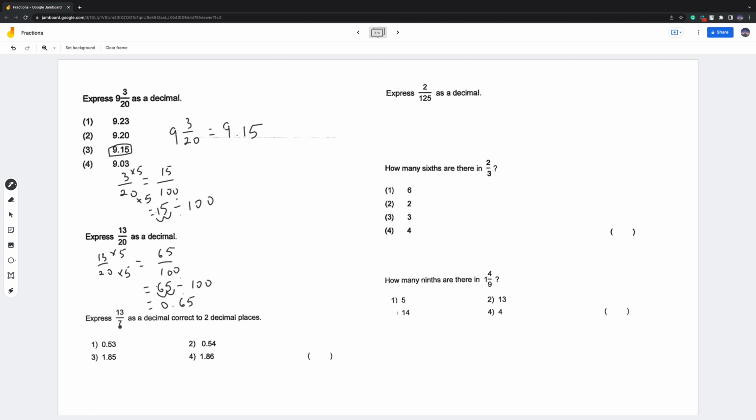Now the next question: express 13 over 7 as a decimal correct to 2 decimal places. You see, this is the clue. So you're not going to waste your time trying to figure out whether you can change it to 10, 100 or 1000, because you have a clue there: correct to 2 decimal places. So you're going to do your division. We're going to do the division here.